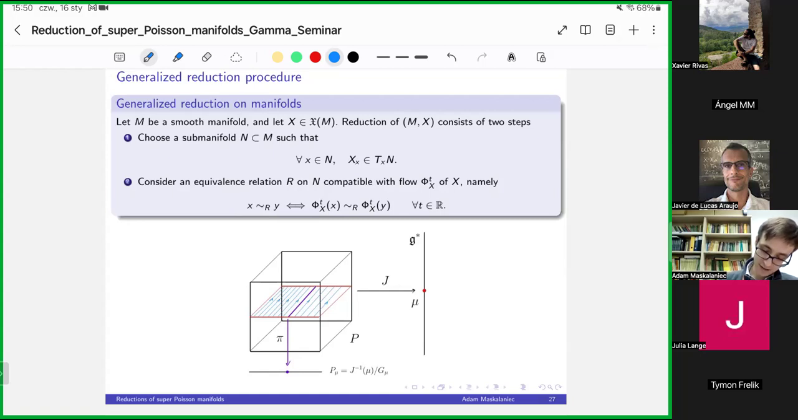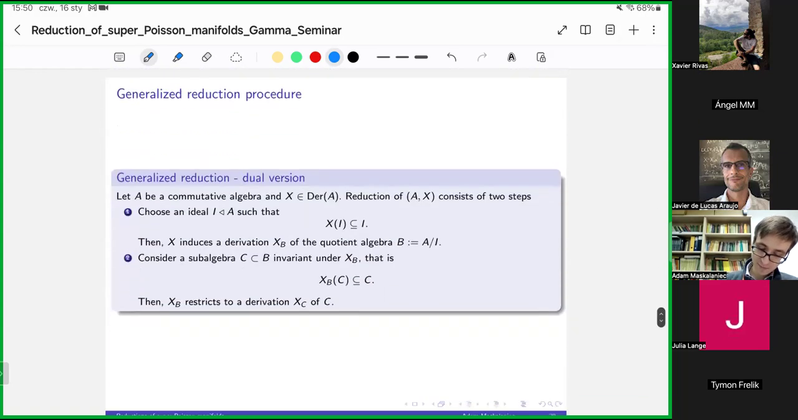So our Marsden-Weinstein reduction is an example of such a procedure. Then this procedure has a dual version. At first, we may consider a commutative algebra A and a derivation of this algebra. Then those two steps are the following.